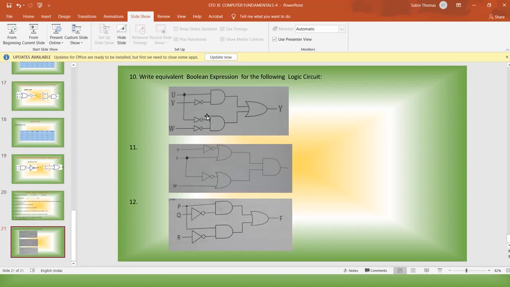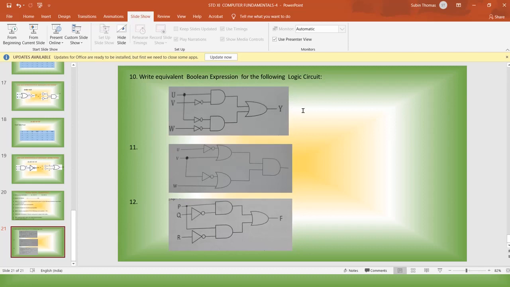Here this U is given to this NOT gate, so you will get U complement as the output. W is the input here, so W complement will be the output. That is given to this AND gate. So what will be the output here? U complement W complement. That is the output coming over here, and these two outputs we are giving to an OR gate.